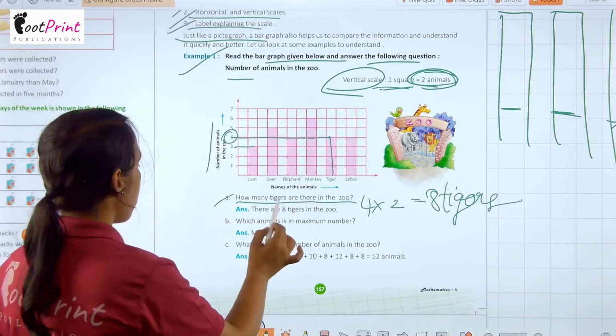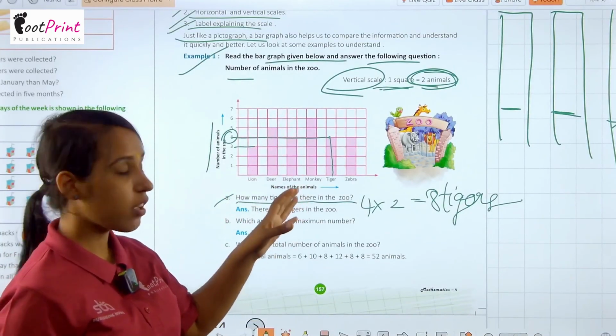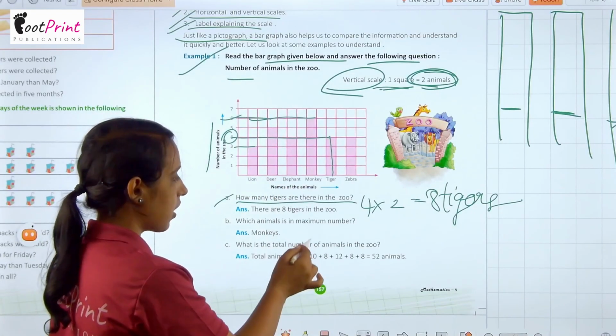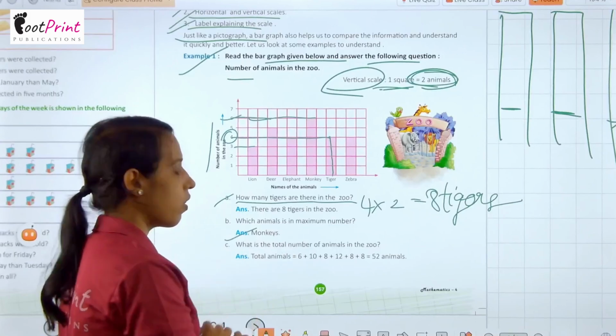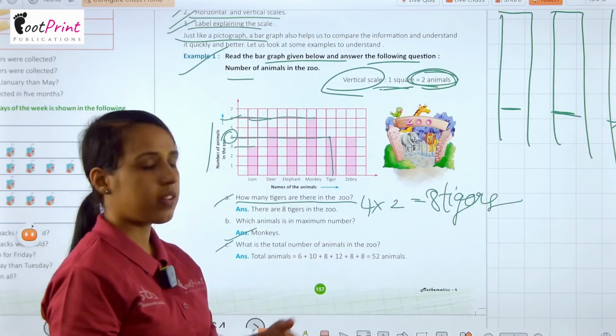Okay, now which animal is maximum in number? By seeing only, we can see here the monkey animal has the maximum number, so the answer is monkeys. Next, what is the total number of animals in the zoo?